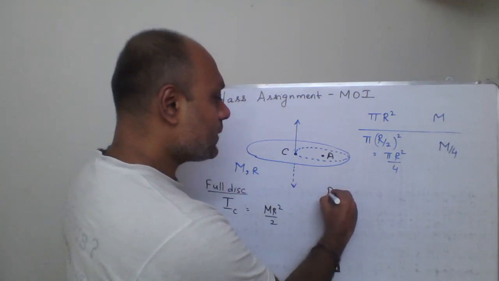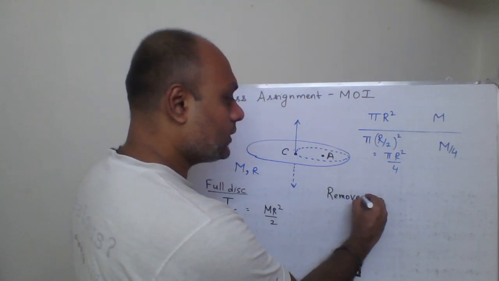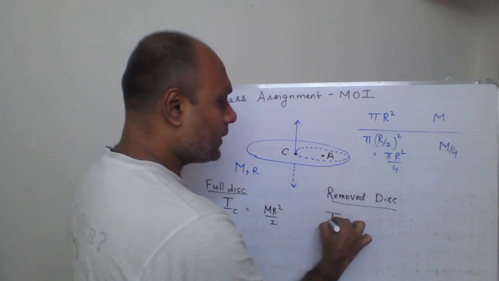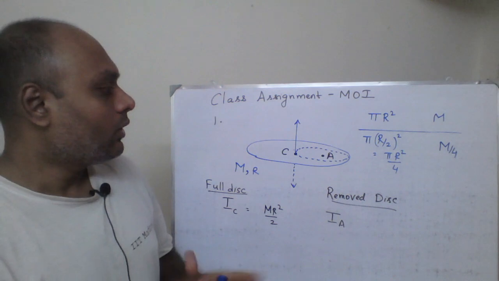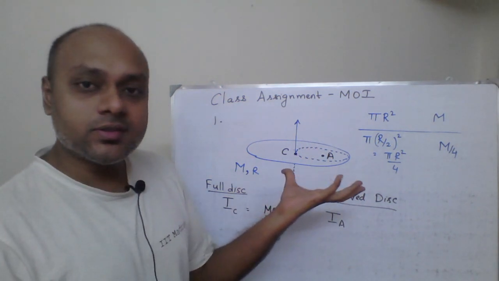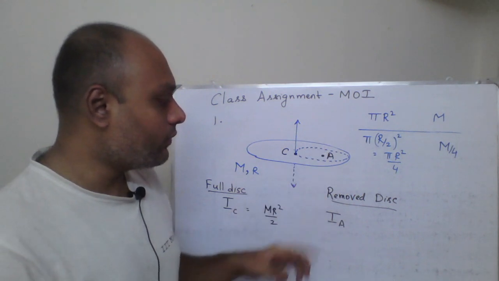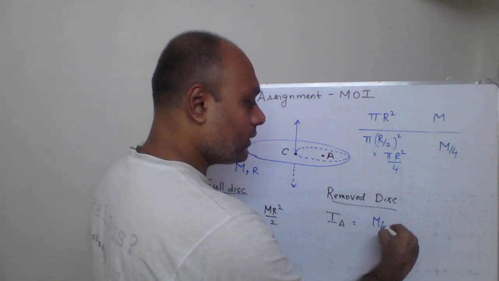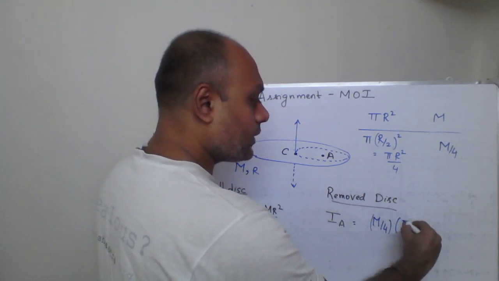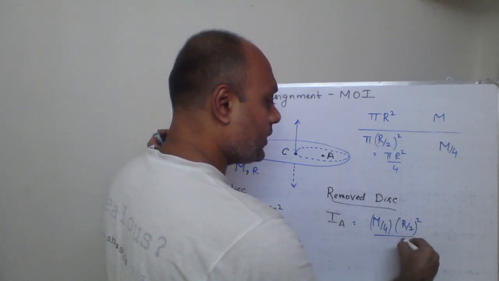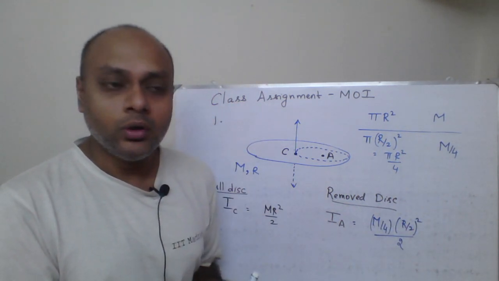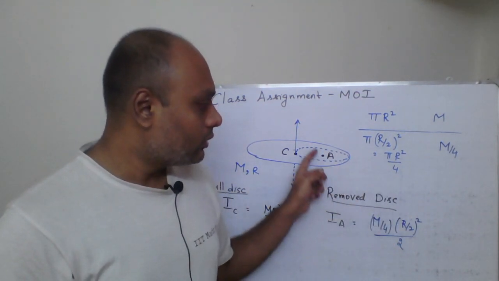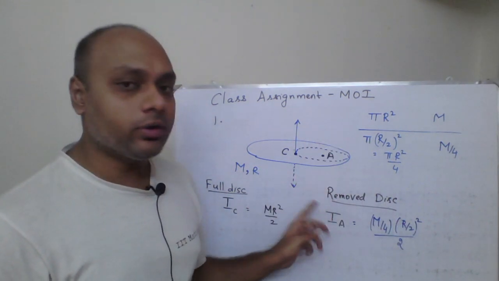Now for the removed disk, I am going to write the moment of inertia about the axis passing through point A. A is the center of mass of that particular disk. So the moment of inertia about the axis through A for the removed disk will be the mass of that disk, which is m by 4, times the radius r by 2 whole square, divided by 2. It is essentially mr square by 2, but the mass is m by 4 and the radius is r by 2. That gives the moment of inertia for the removed disk.